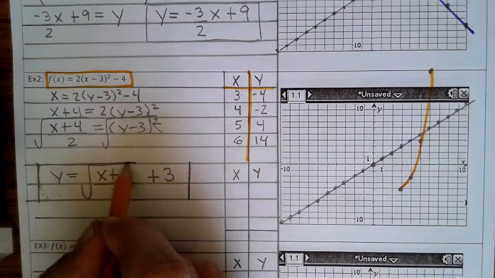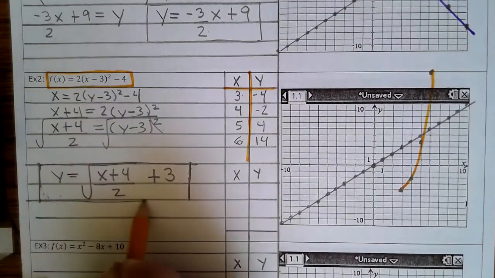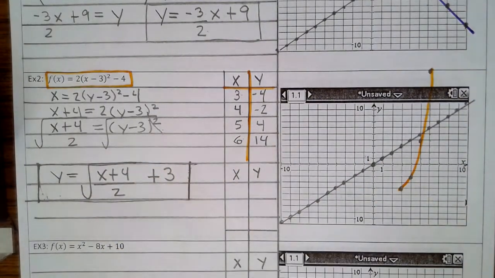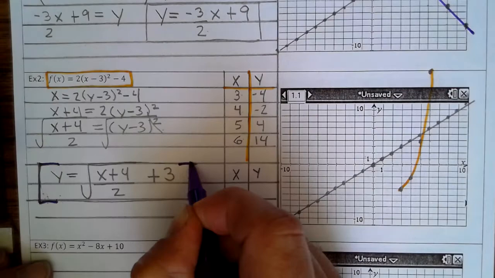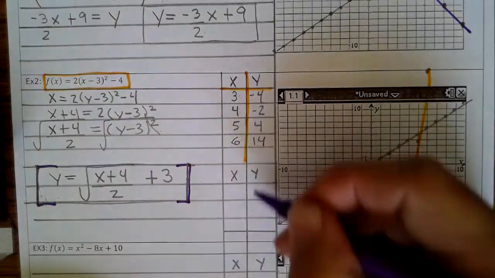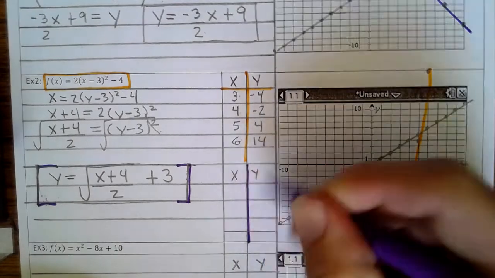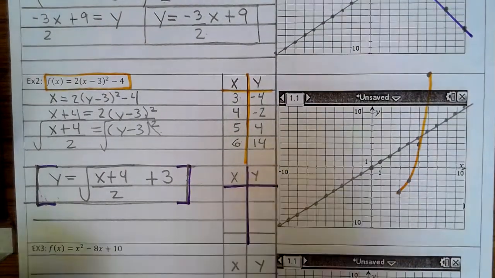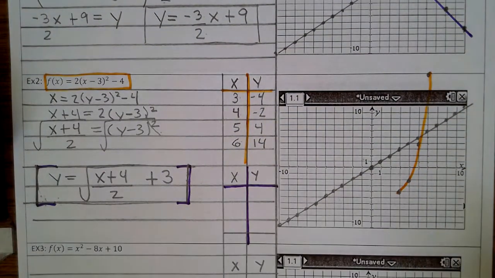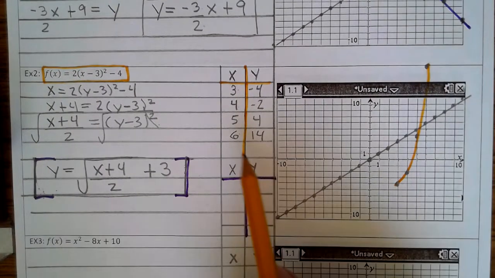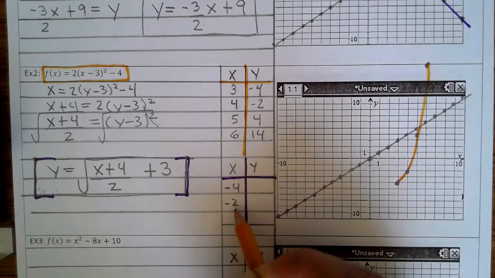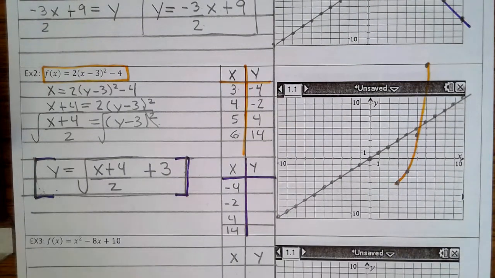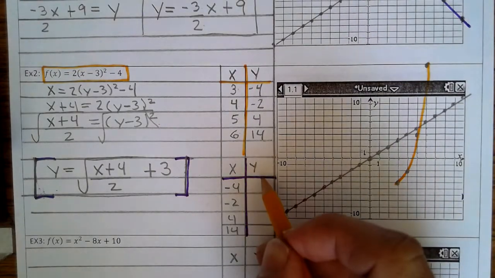Actually, I should have done that in purple. All right, now let's graph the inverse. So all you have to do for the inverse is switch the x and y. So the new x values are negative 4, negative 2, 4, 14, and the y values are 3, 4, 5, and 6. Okay, so let's graph that.